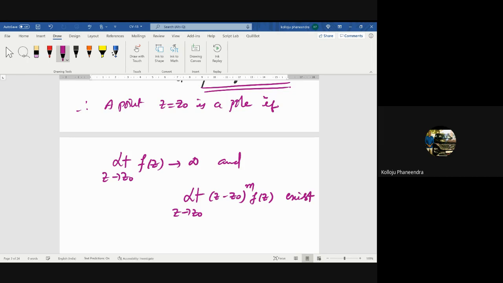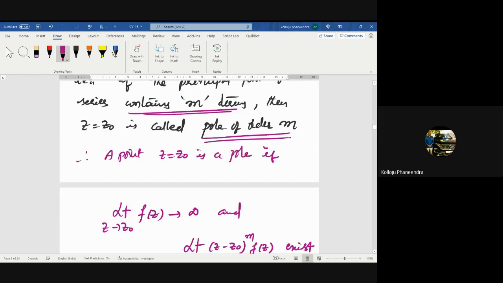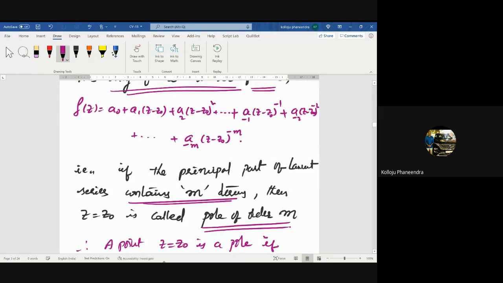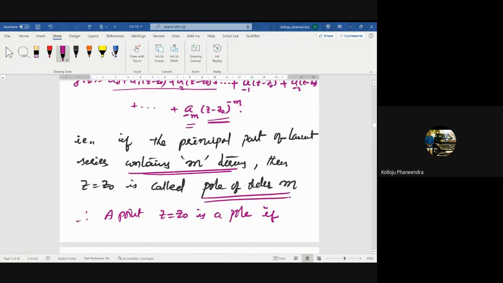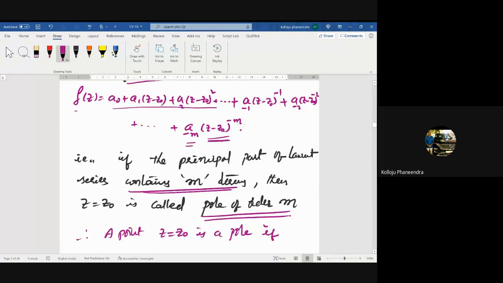See, the logic is what? This is multiplied by z minus z naught. What happened here? If I multiply by z minus z naught whole power m, the positive powers remain as they are. The negative powers become whole power m minus 1, m minus 2, and what does the last one become? Zero. So z minus z naught whole power 1 will be there. Plus m minus m, that is, this value becomes 1. Only one coefficient will be there. What is that? A minus m. So what is the limit then?